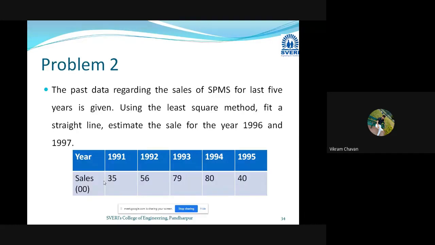Straight line equation in general we are writing as y is equal to a plus bx. So what will be the a value? Constant a. The equation for the constant a is nothing but summation of y divided by capital N. So just put your value of summation of y and the value of capital N.